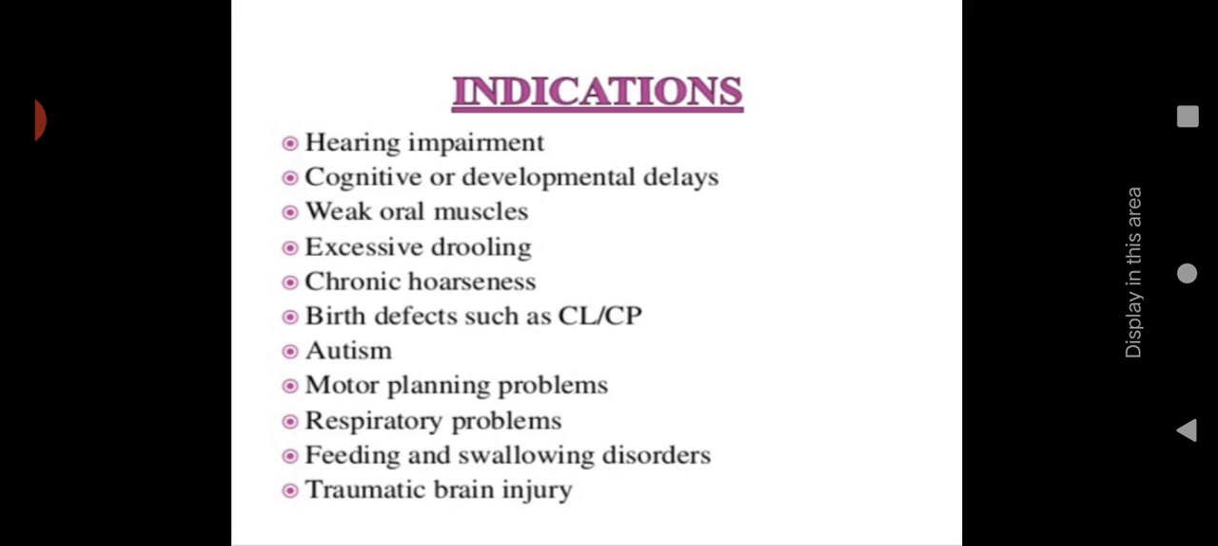Okay, from childhood itself they are not behaving properly. Motor planning problems. Okay, they are having some muscular abnormalities or weakness in muscles. Then respiratory problems, feeding and swallowing disorder, or traumatic brain injury. So in this type of people only, the speech language pathologist is providing speech therapy.